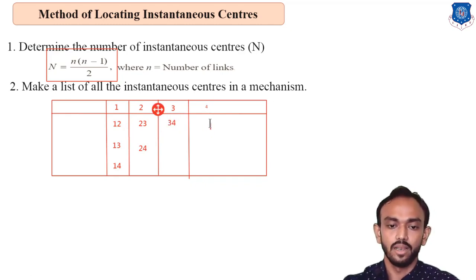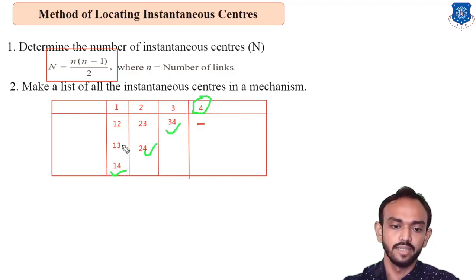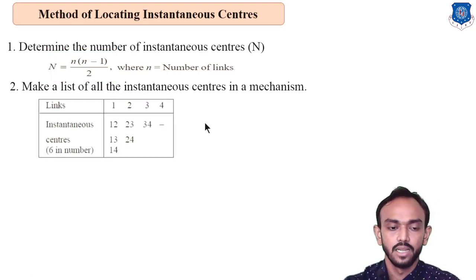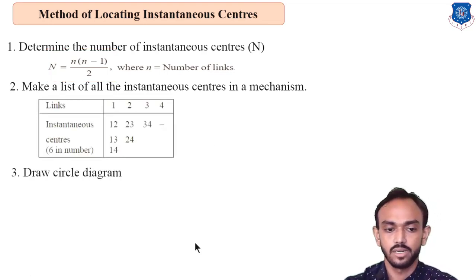Because in case of 4, there will be no connection here, it will be a dash. Because you can check here, all the connections of 4 are counted already. 4 is connected to 1, so 4, 1 is here, 4, 2, 4, 3, all connections of this 4 are already there. That's why here will be a dash in this case. And that's how you will complete this table.